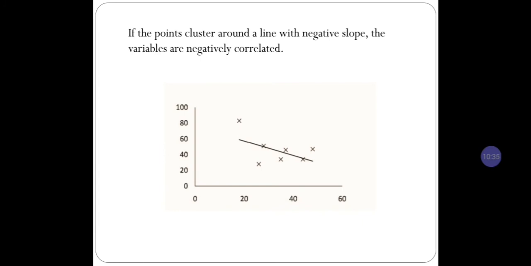If the points are scattered around a line with a negative slope, then the variables are negatively correlated. Here, see the points, they are scattered here and there, mixed around, but the line which is represented is in a downward slope. Then it is negatively correlated.